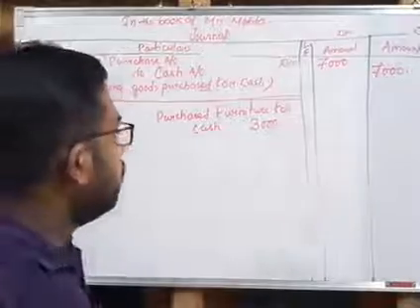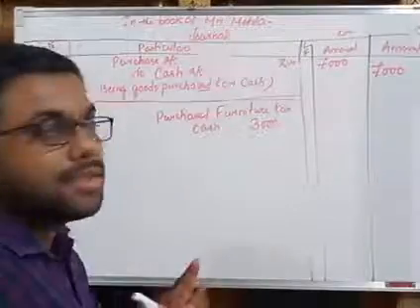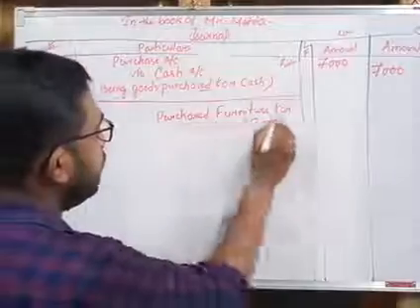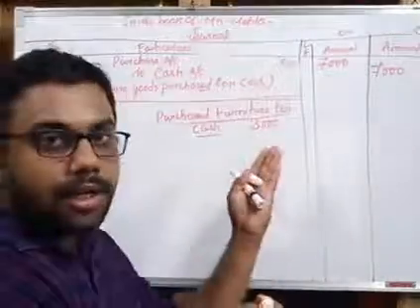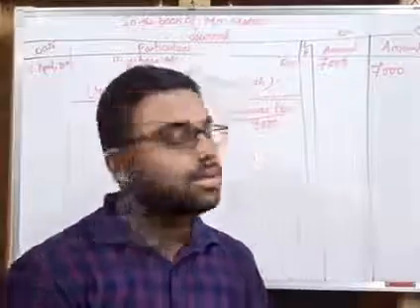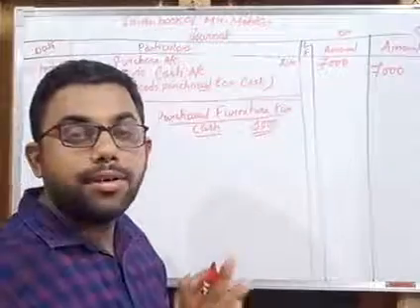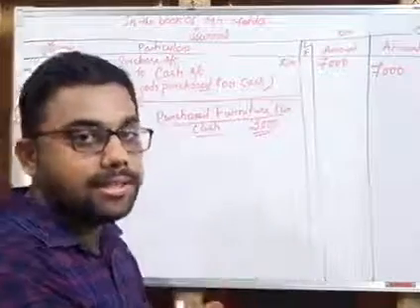Okay, so just look at this transaction. What is the transaction? Purchased furniture for cash. That means Mr. Mehta purchased furniture, a cash purchase, and the amount is rupees 3000. Now we have to identify the two account heads affected by this transaction.